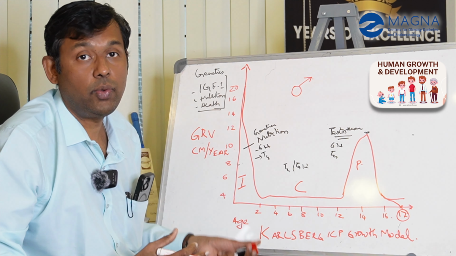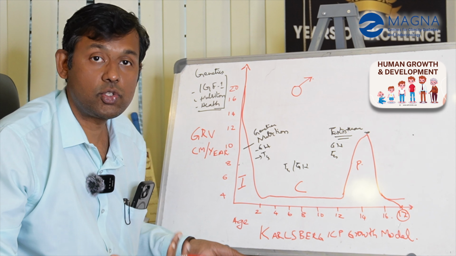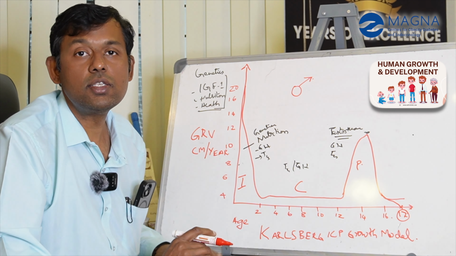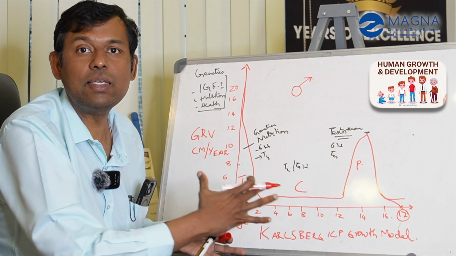So please, if you are say 20 years or 21 years, don't think that you can actually grow, because growth stops at some point. So this is about growth and the Carlsberg ICP model of growth.